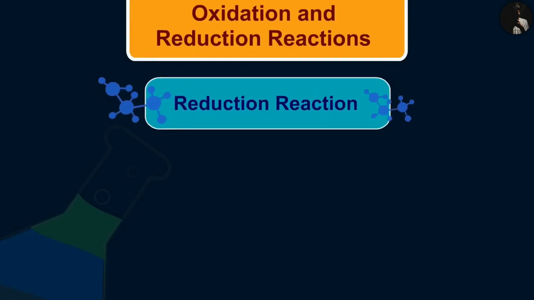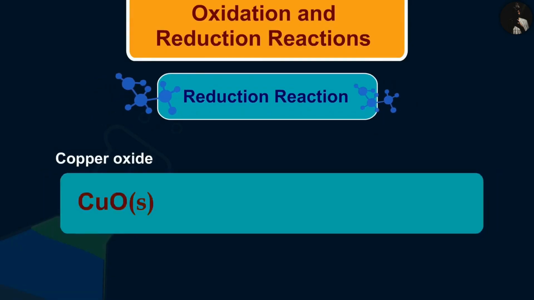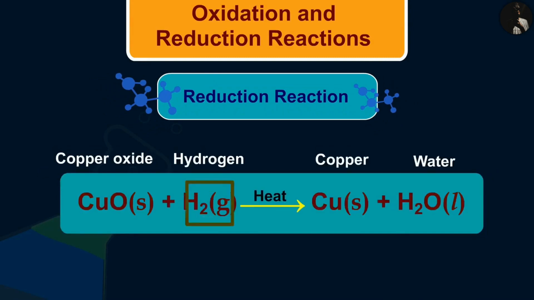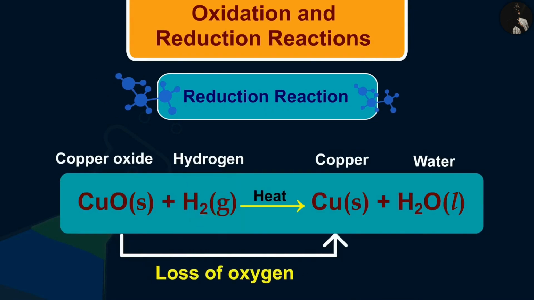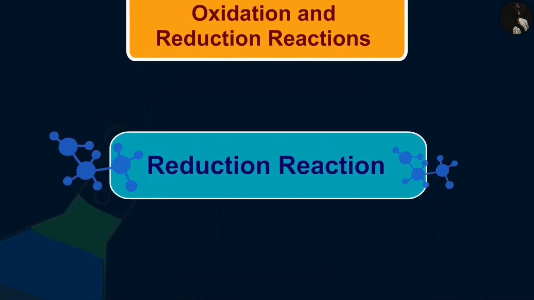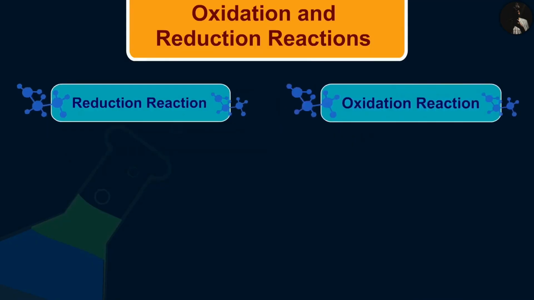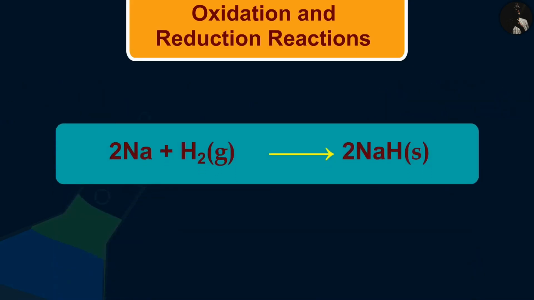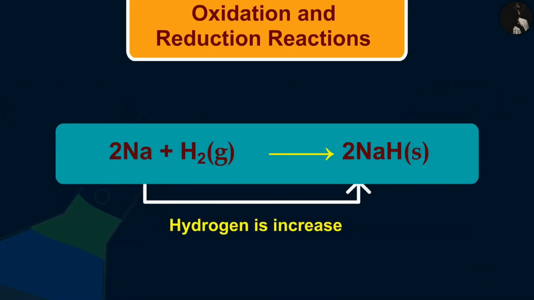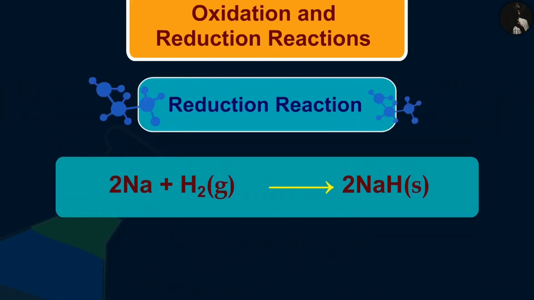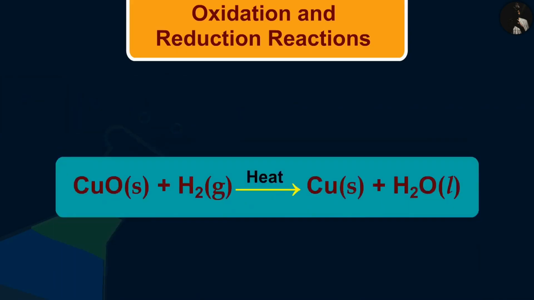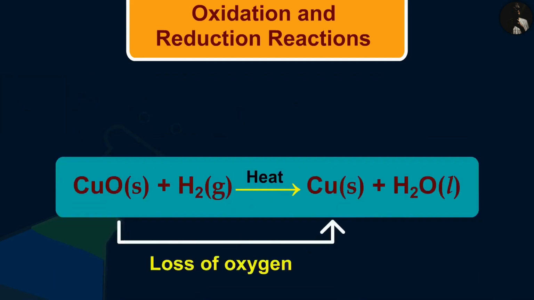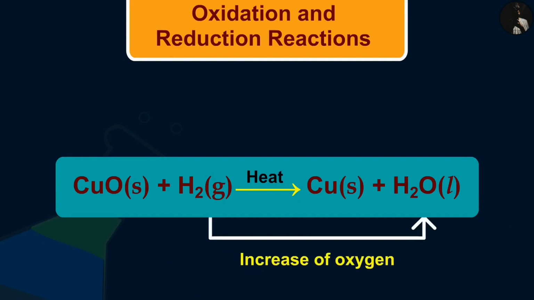Let us now learn about the reduction reactions. Whenever a reaction results in an increase in hydrogen or loss of oxygen in a substance, such reactions are called reduction reactions. Friends, let us now understand oxidation and reduction in more detail through two examples. In this first reaction, hydrogen is increased in sodium. Hence, it is an example of reduction. In the second example, there is a decrease of oxygen in copper oxide and an increase of oxygen in hydrogen.